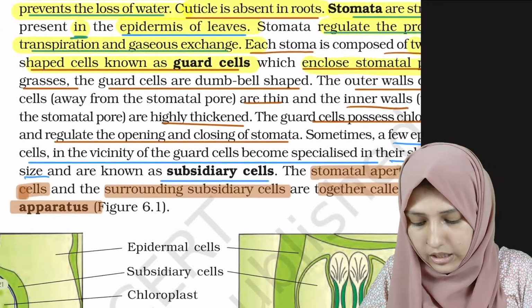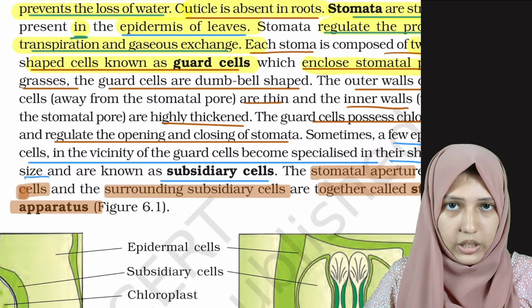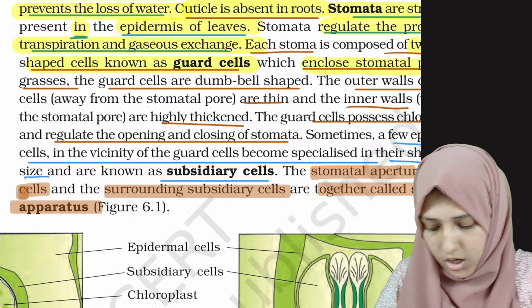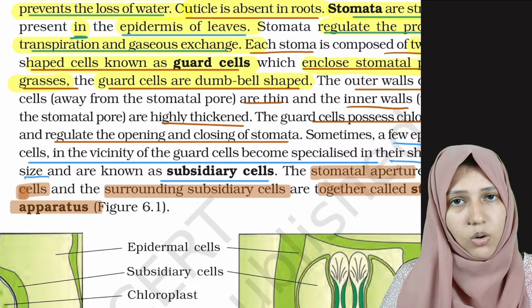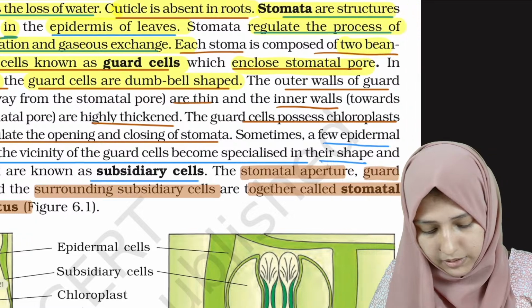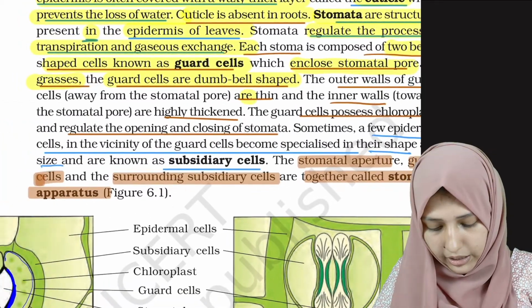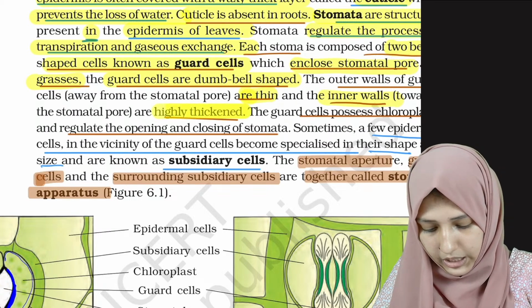In grass, which means in monocots, usually bean-shaped guard cells are present in other plants, but grass is a monocot, right? So in grass or other monocots, the guard cells are dumbbell shaped. The outer walls of guard cells are thin, away from the stomatal pore, and the inner walls are highly thickened.